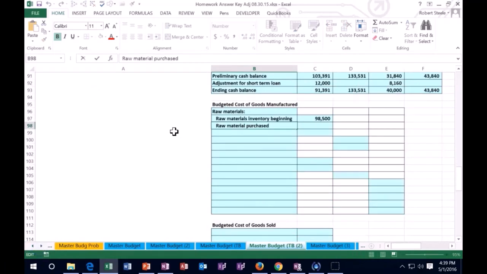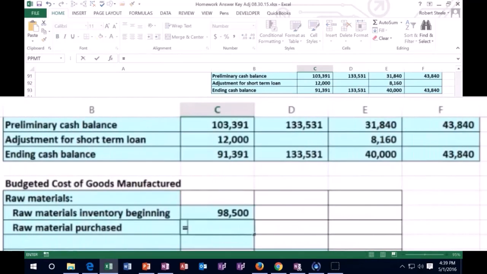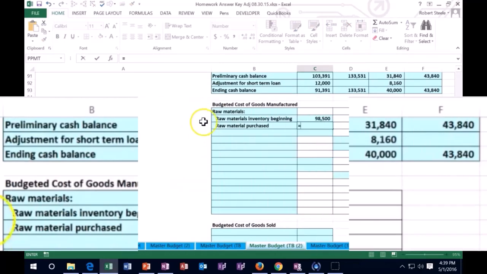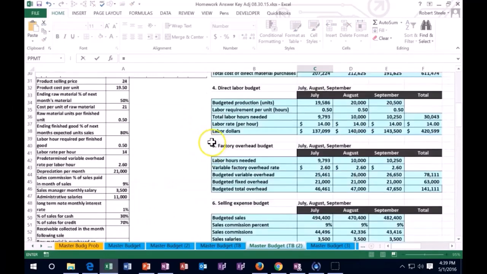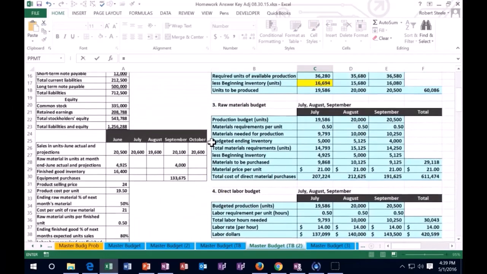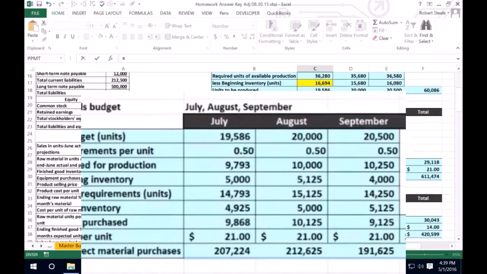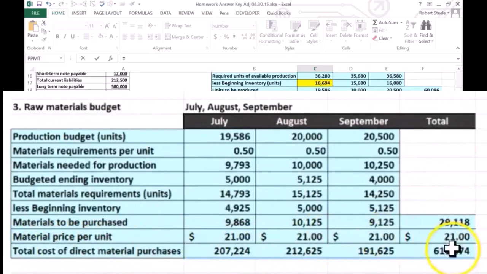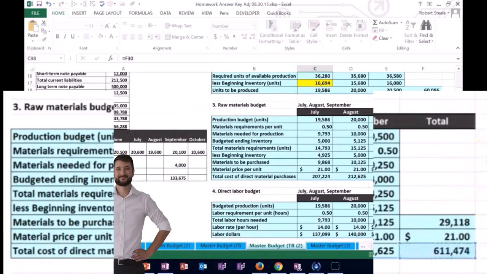Then we're going to add to that the raw materials that were purchased. So raw materials purchased, I'm going to select tab, we're going to select equals, and we're going to go up to the raw materials budget where we have that information. So we're going to scroll up to the raw materials here. And if we go to the bottom of this item, we can see that for the quarter, we have the total purchases of $611,474. So that's what we're going to have.